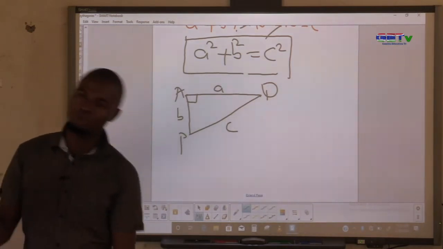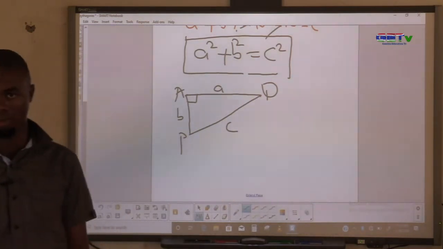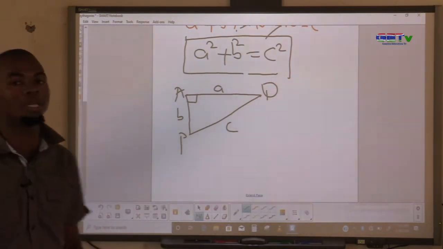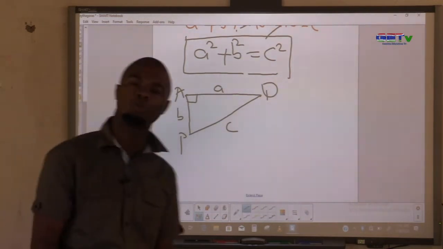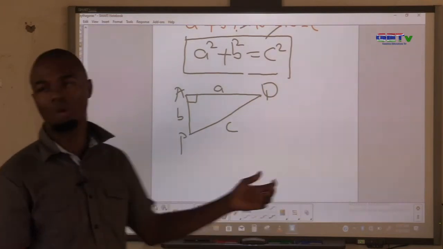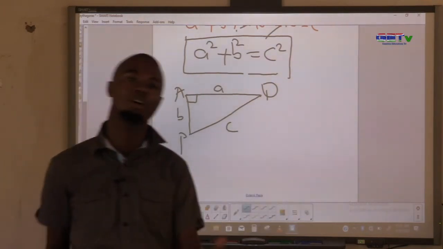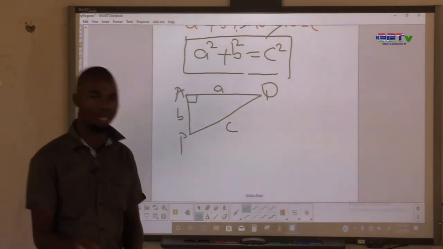We can only use this on right angle triangles. The Pythagoras theorem is only applicable to right angle triangles. We have different ways of proving this. This is just one of the ways. The other ways of proving it, you explore that and find out.